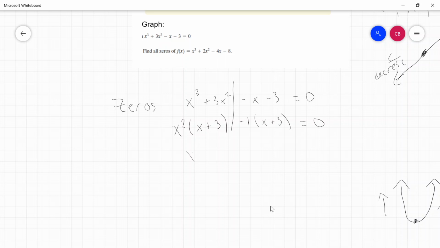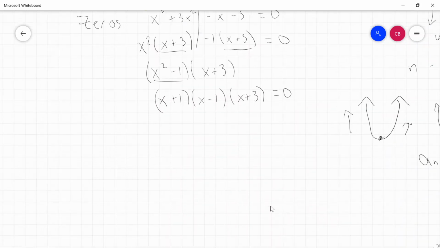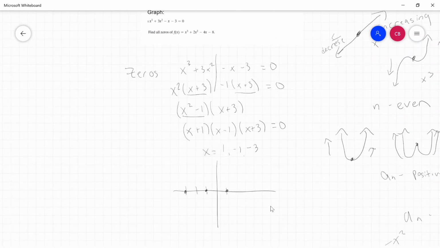So this factors out as x squared minus 1, x plus 3, because we're factoring this out from both of those, and that leaves this there. Then we have x plus 1, x minus 1, if you recognize that, x plus 3. And so x equals 1, negative 1, and negative 3. So if I have a graph, here's 1, here's negative 1, and here is negative 3. So we've got 3 points on the graph already.